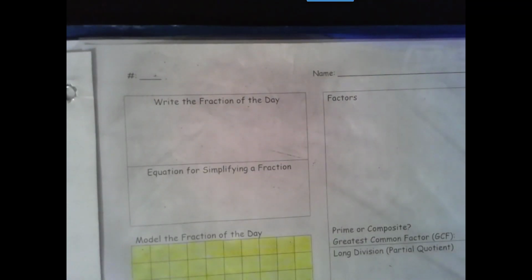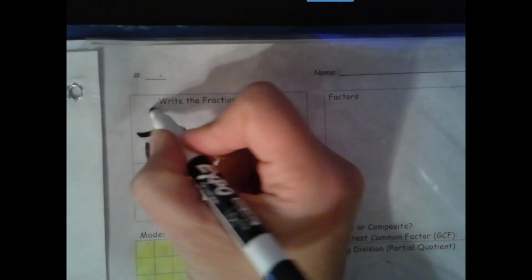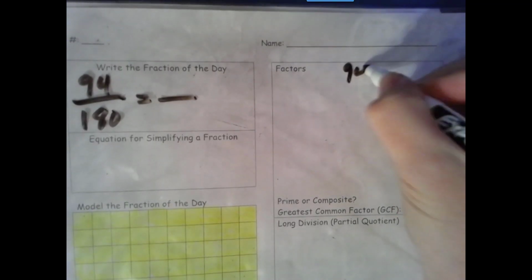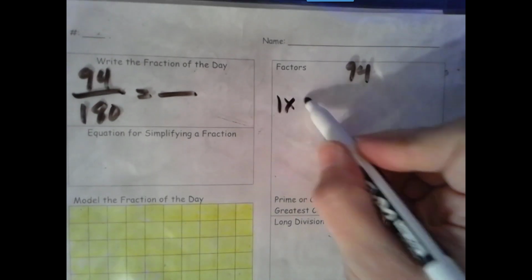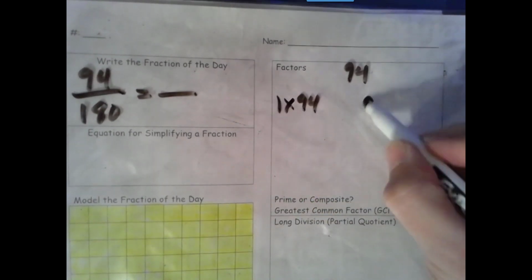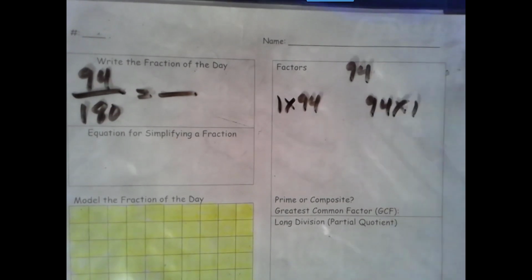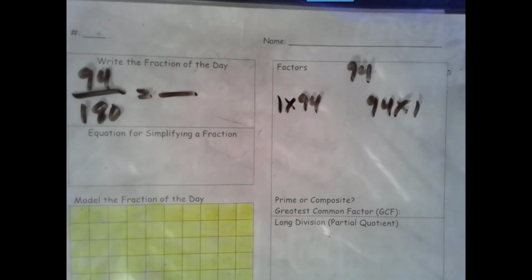Okay, let's get down our beginning fraction. Our total amount of school days is 180, so that is our denominator. And then we are on day 94, so that is our numerator. Let's find the factors of our numerator. Two factors we always know are 1 and the number itself. Using the commutative property of multiplication, I can write it as 94 times 1.